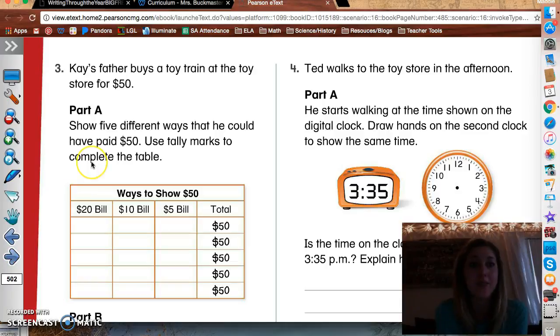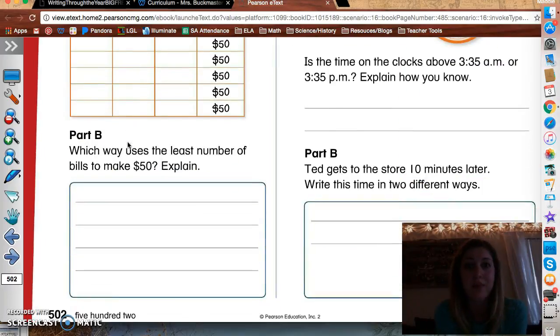On the back side, Kay's father buys a toy train at the toy store for $50. Part A, show 5 different ways that he could have paid $50. Use tally marks to complete the table. So your job is to pick which bills will equal $50 and your combinations will go across this way. You put tally marks for how many of each bill you need to make $50. Make sure that each of these is different because it says show 5 different ways. You can pause and do part A.